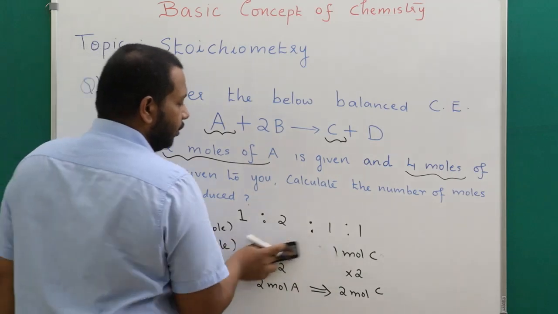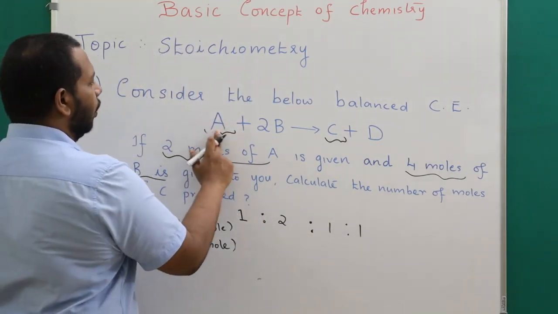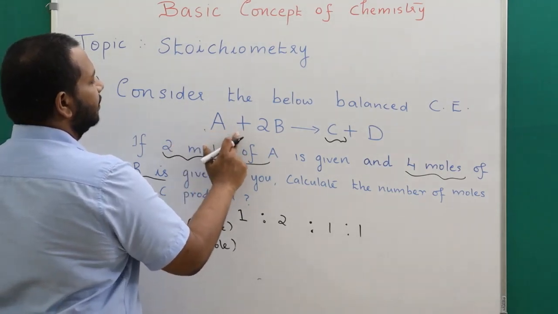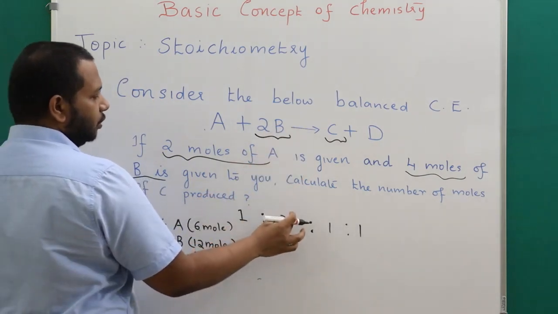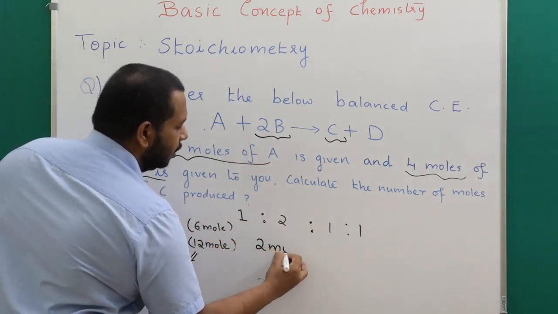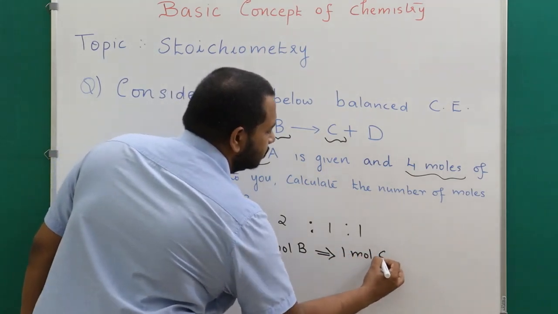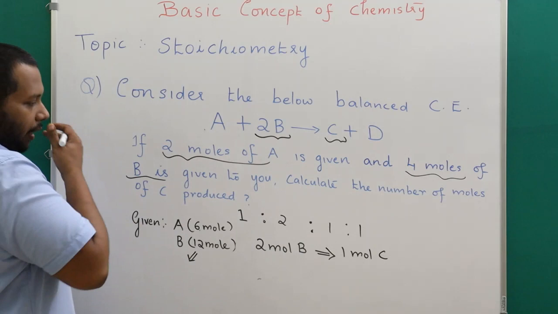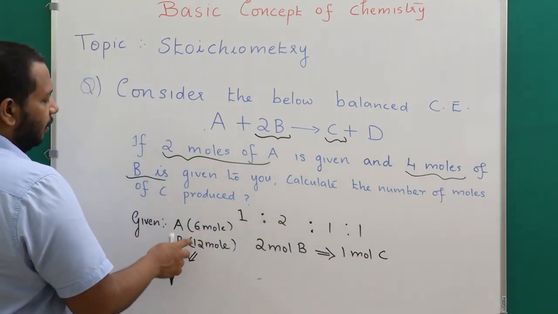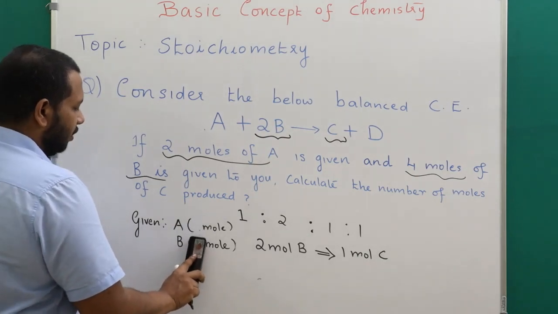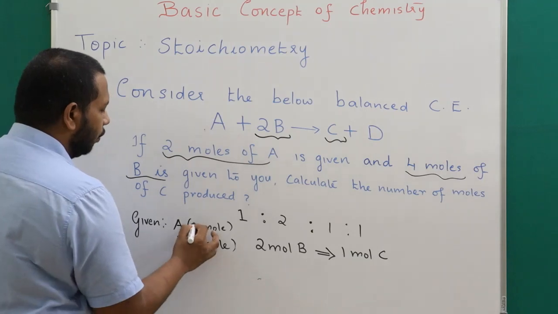Suppose some students say, sir, I am not taking A, I want to take B. Okay. Then what you need to do? Again, please rewrite the fundamental stoichiometric equation. Now you want to relate this between B and C. Underline these two. Then as per the equation, you know that 2 mole of B can give you 1 mole of C. Correct? Now, how many moles are given to you? 4 moles are given to you.